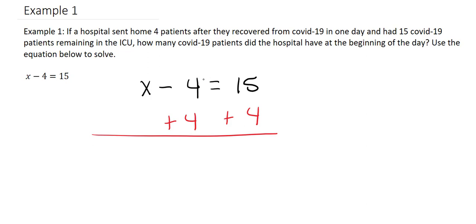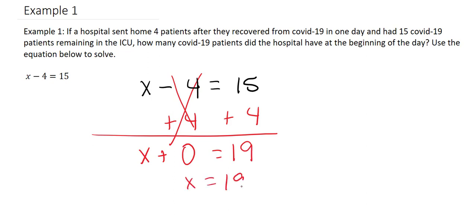And so we take away this minus 4 plus 4, right? That just becomes 0. That's why we did it. And so we have the variable by itself, because x, right, plus 0 essentially is just x. 15 plus 4 is 19. So what are we left with? X is equal to 19, which makes sense. So we have 19 patients, 4 go home, so then we only have 15. Now let's go ahead and look at the next example.